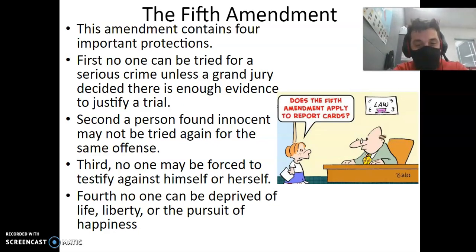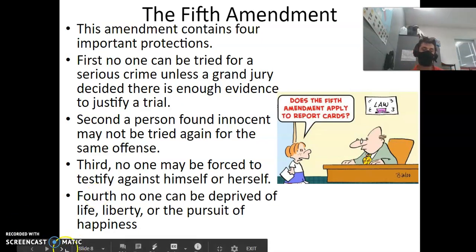All right? Fourth, no one can be deprived of life, liberty, and the pursuit of happiness. If that sounds familiar, you're right. It's in the Declaration of Independence, and they felt strongly enough to put it right in the Constitution.